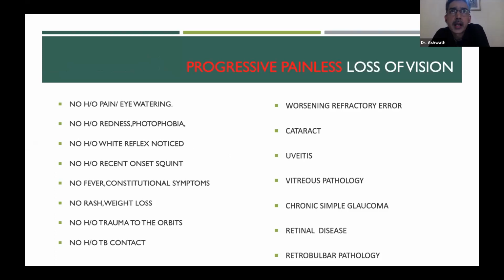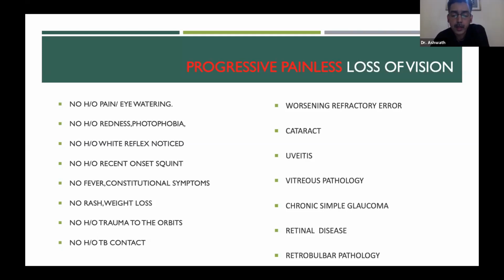So basically, she's a 9-year-old girl who already had myopia, who for the past 2 months has been having unilateral, progressive, painless loss of vision. When we have a painless loss of vision, we go in an anatomical manner from the anterior chamber to the posterior chamber. Simplest explanation, probably because of increased eye strain, her refractive error is worsening. Second possibility is a cataract or a uveitis. The third is vitreous pathology, and then an increase in intraocular pressure. Going posteriorly, it could be a retinal problem or a retrobulbar pathology.